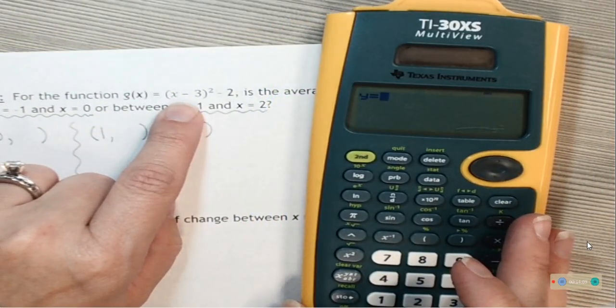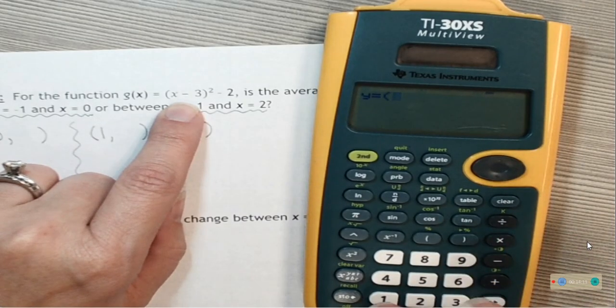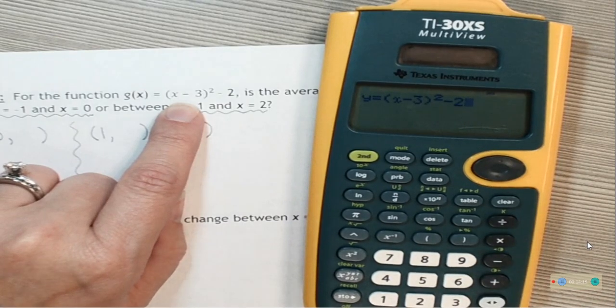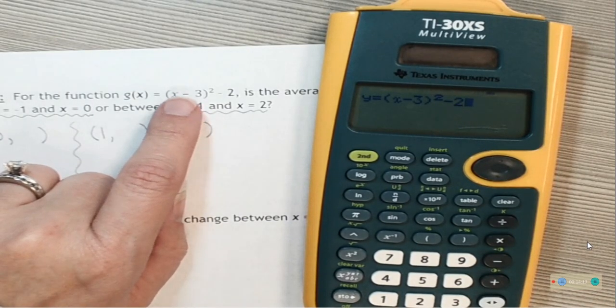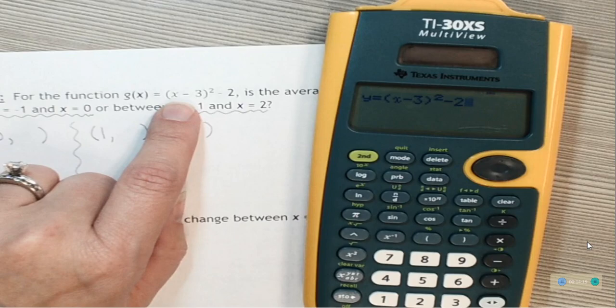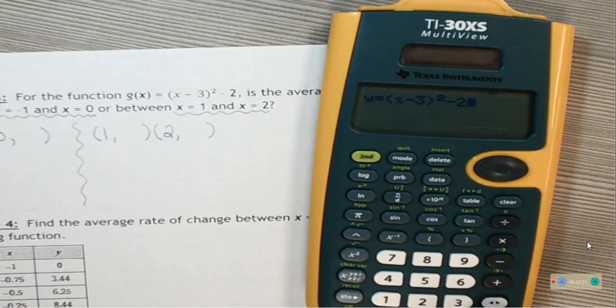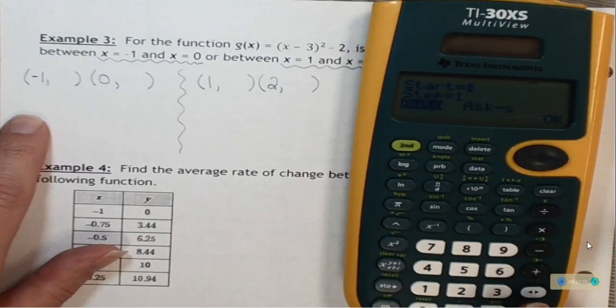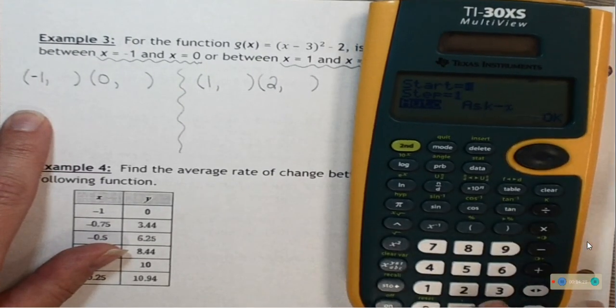All right, I'm entering this function right here. Parentheses, x minus 3, parentheses squared, subtract 2. That is the function I'm supposed to be looking at for all 4 points. So I hit enter. I'm going to start at my lowest point, which was -1. Well, I say I will. If I type it, I will.